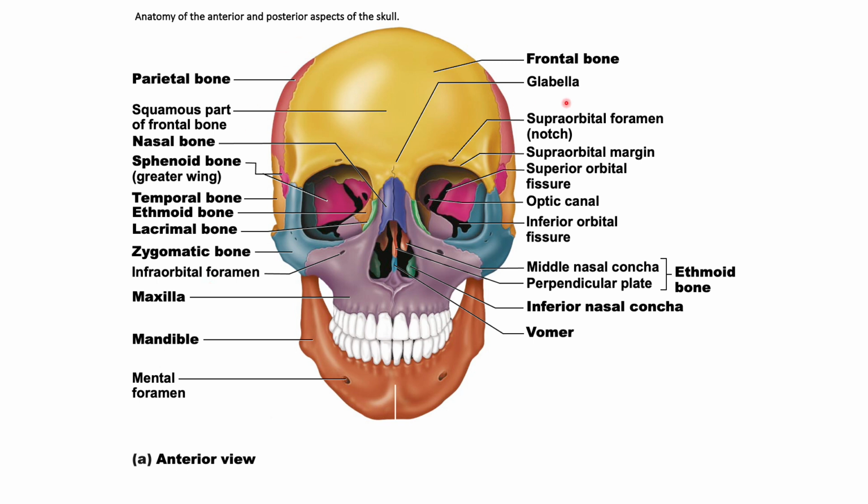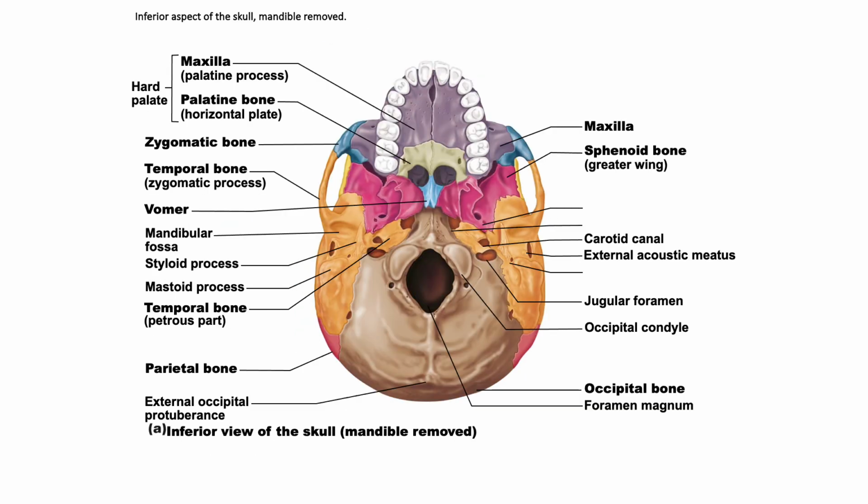And then going back to the orbits, it looks like there's a crack in the orbital region, the sphenoid bone. And that crack is actually there on purpose. This crack is called the superior orbital fissure. If we have something superior, guess what? We're going to have an inferior portion. So the inferior orbital fissure is going to be seen right here. And let's move on to the next slide. So this is an inferior view, looking from the bottom up, all right?